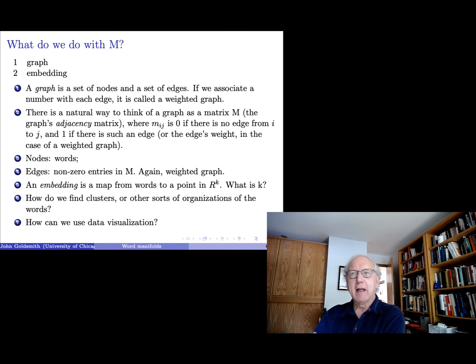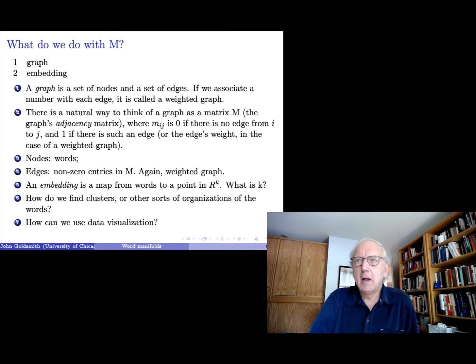So what is a graph? I'll just remind you, a graph is a set of nodes and edges, and oftentimes we will associate with each edge a number, and if so, we call that number a weight, and then we say we have a weighted graph.